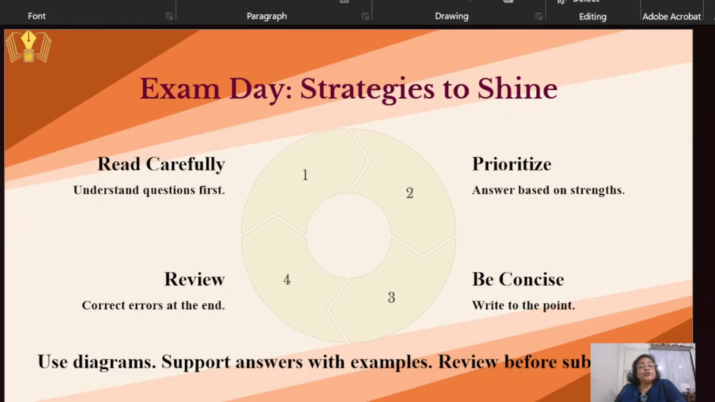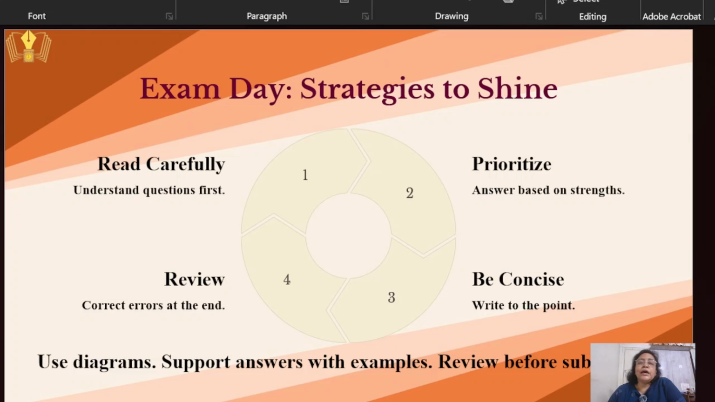Exam day, you should have a strategy to shine. You all know that before the exam, you get 15 minutes time for reading, and we call it reading time. Read carefully, understand the questions first. Second, prioritize. Answer based on strength. You must see which one you can answer in a better way. Select that one. Review will come in the last. Before that, you must keep in mind you have to be concise, right to the point answers. Whatever is being asked, answer only that much.